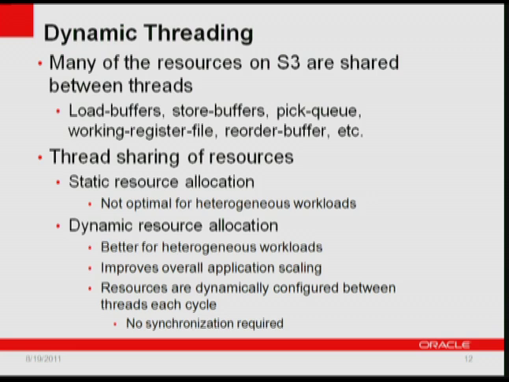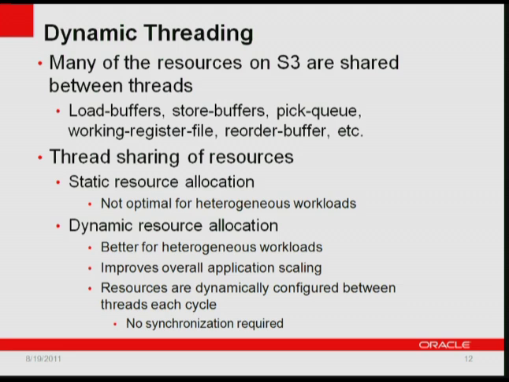So when we thought about these various scenarios, we realized that static resource allocation really wasn't going to give us the performance we were looking for. For example, if you had 8 threads running and you were to divide the pick queue into 8 separate sections and assign each section to a thread, we really weren't going to get very good performance. So instead, we went with a dynamic resource allocation scheme. We found that it was better for heterogeneous workloads, and we found that it improved overall application scaling, especially per Amdahl's law.